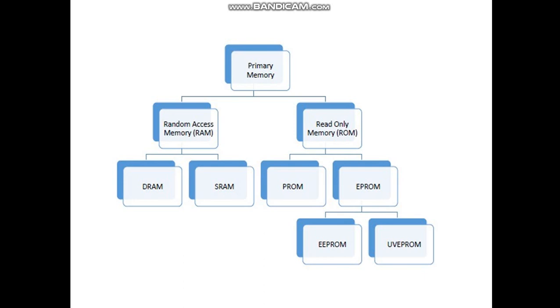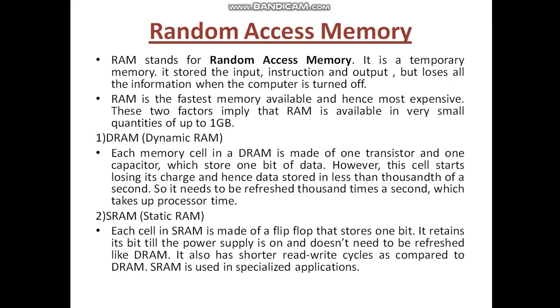PROM indicates programmable read-only memory. EPROM represents erasable programmable read-only memory. Here, EPROM also has two parts, EEPROM and UVPROM. EEPROM indicates electrically erasable programmable read-only memory, and UV EPROM means ultraviolet erasable programmable read-only memory. So basically, primary memory has two parts, random access memory and read-only memory.